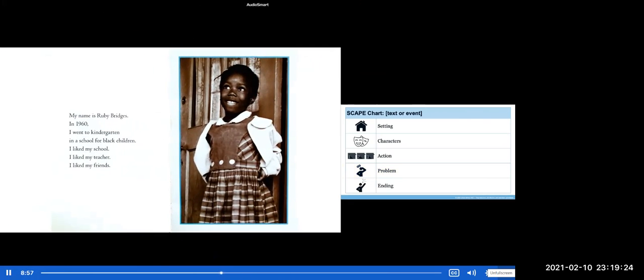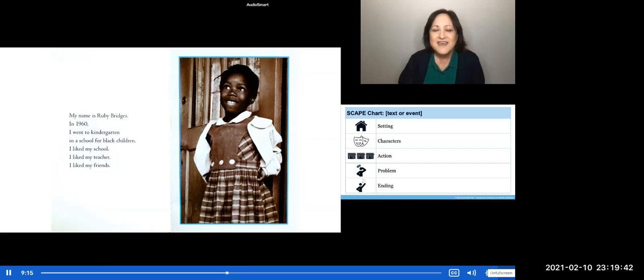My name is Ruby Bridges. In 1960, I went to kindergarten in a school for Black children. I liked my school. I liked my teacher. I liked my friends. I'm going to continue to read, and as I do, you'll be working on the SCAPE chart on your own. As you hear or read a story element in the story, be sure to point to the chart. Ready? Here we go.